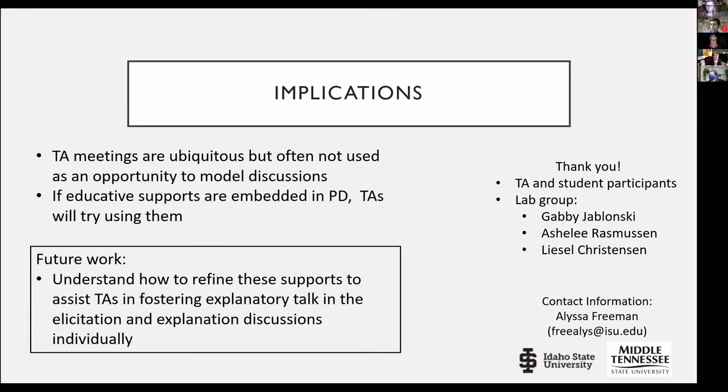So I have an elementary question that I got stuck on. PCK, I understand content talk and I understand pedagogy talk. I was not clear on what PCK was. Yeah, so it's kind of a merging of the two.